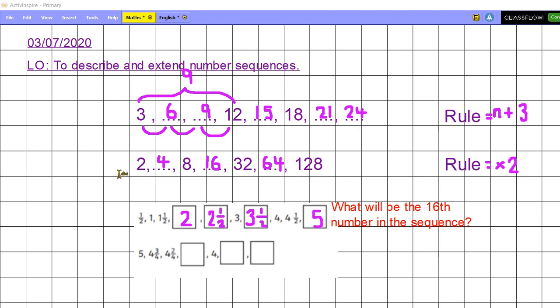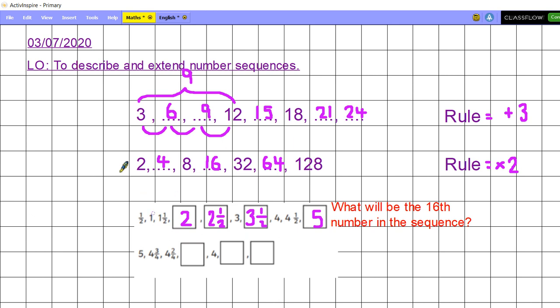So this is the first number, this is the second number, this is the third, and so on. So I could do that. However, if I do that, it's going to take a long time. So what could I do that would be quicker? Is there any pattern that I could use? Because we know that it's going up in a half. So if it's going up in a half, I could multiply the number that it is in the sequence by a half. So well done if you figured that out.